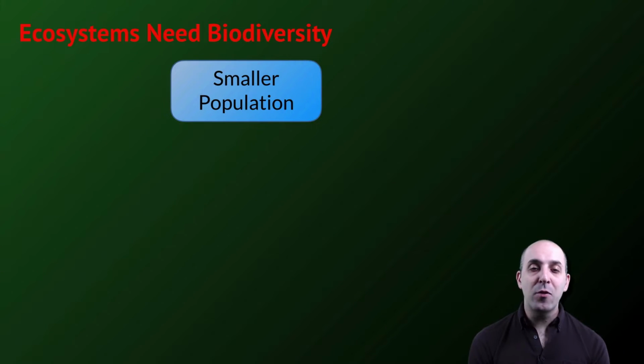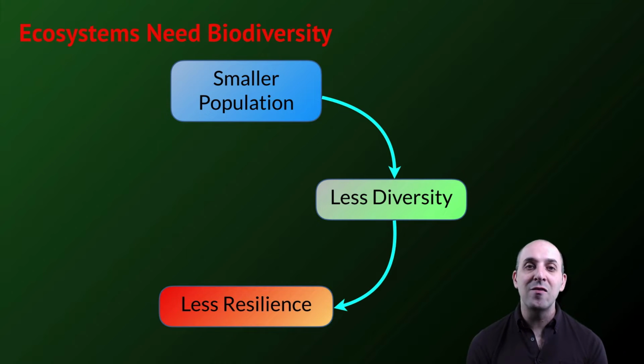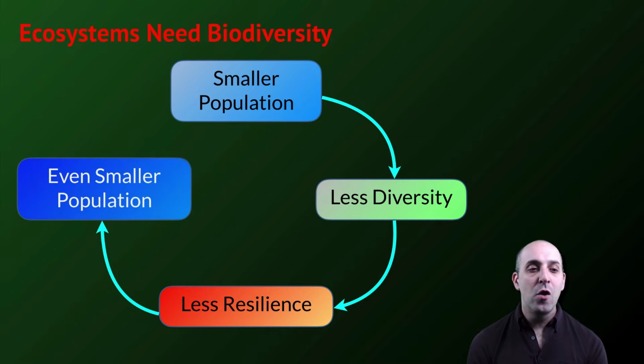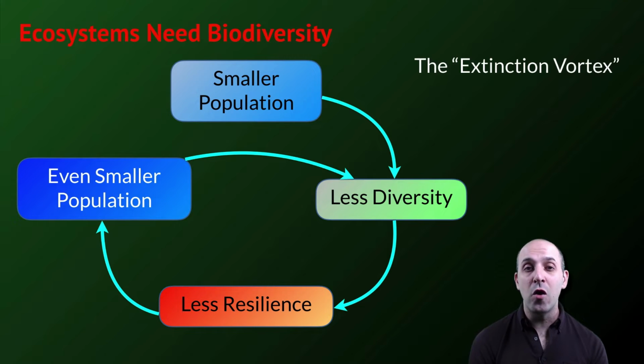And as we've discussed previously, ecosystems need biodiversity. The smaller the populations of organisms in an ecosystem, the less diversity there is, the less resilience those populations have, which leads to even smaller populations and less diversity and less resilience, and so on and so forth, down what is known as the extinction vortex. So in order to keep our ecosystem functional, we need to maintain the biodiversity that we find in those ecosystems.